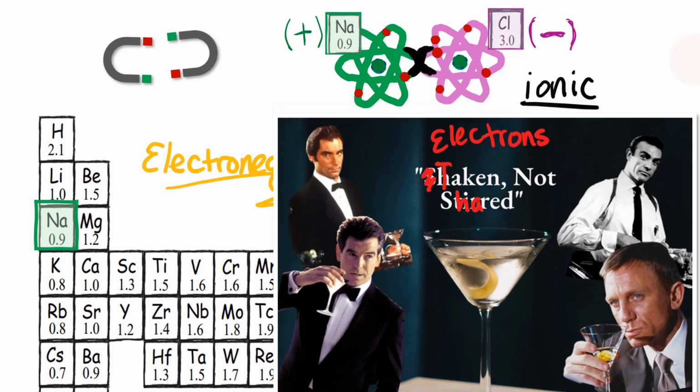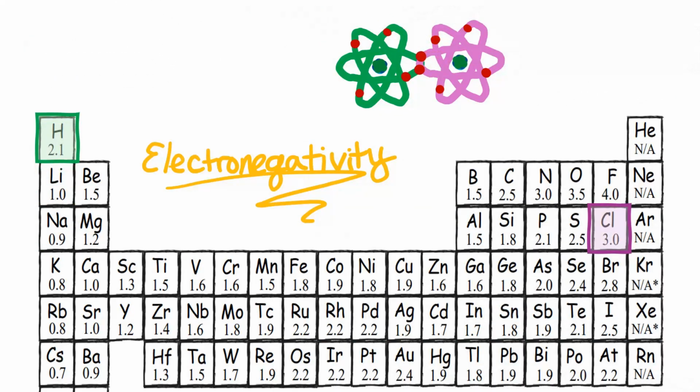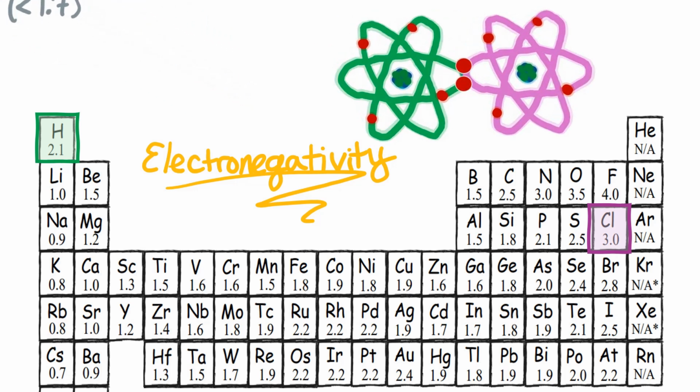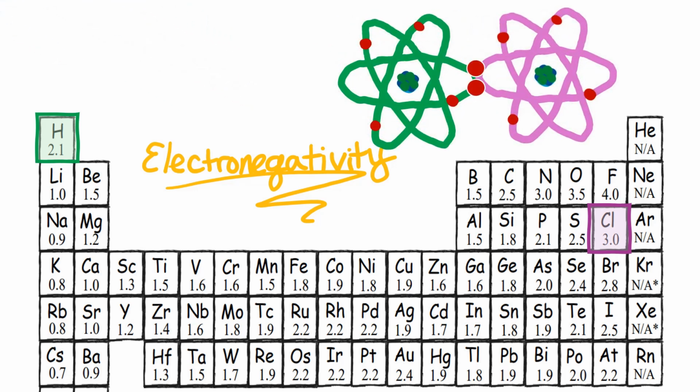But what if electrons are shared amongst atoms? Well, if the difference in electronegativity between the two atoms is less than 1.7, no electrons are stolen. Instead, the two atoms share the electrons. The electron from this atom feels the attraction from the other nucleus, and so does the electron from this atom. So the atoms share the two electrons to form a covalent bond.